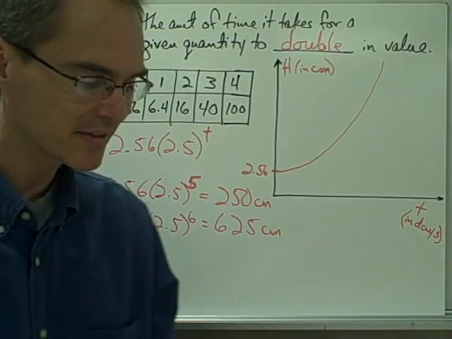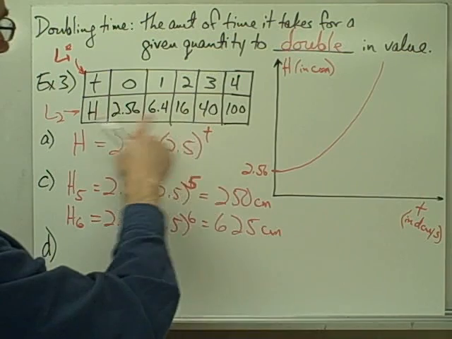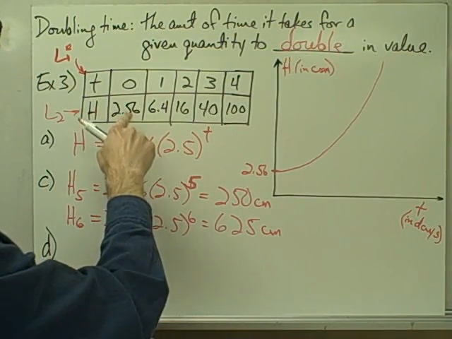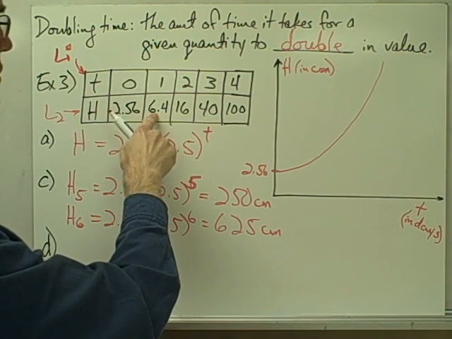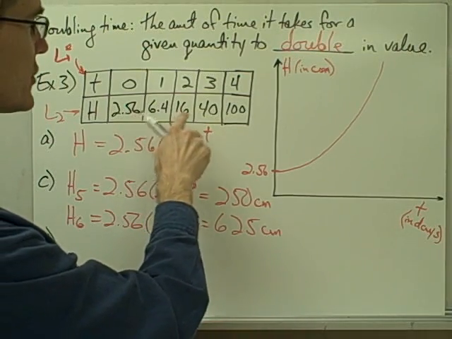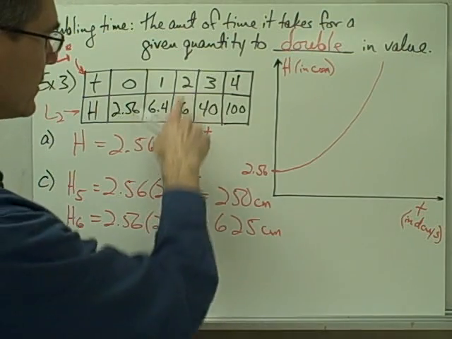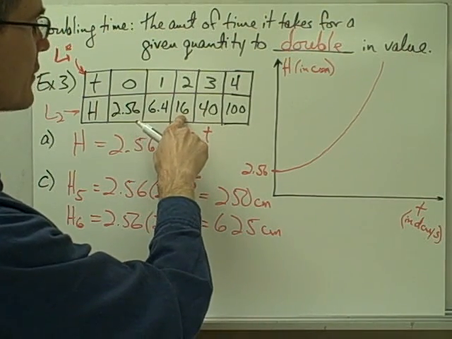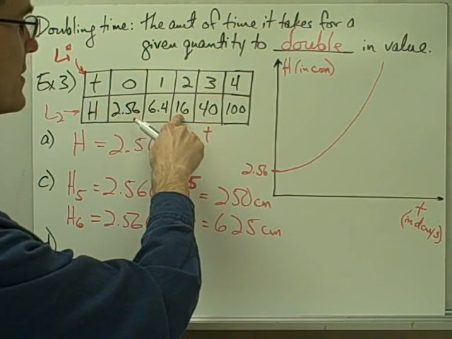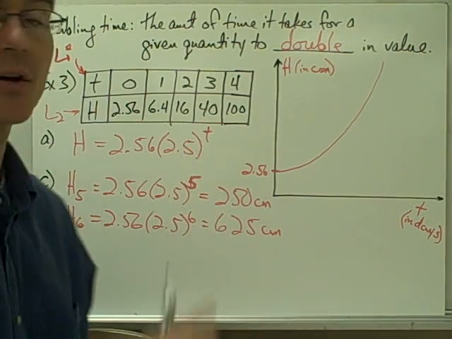Finally, part D says, find the doubling time for this plant. Now, let's take a look at what we know about the plant just based on the data in the table. It starts out at 2.56 centimeters, and then after one day it's reached 6.4 centimeters, and then after another day it's reached 16 centimeters. It looks to me like in just one day the height of the plant is more than doubling. Take a look at it going from day 2 to day 3. It starts out at 16 centimeters on day 2, and twice 16 centimeters would be 32 centimeters. Well, it's already past 32 centimeters on day 3.